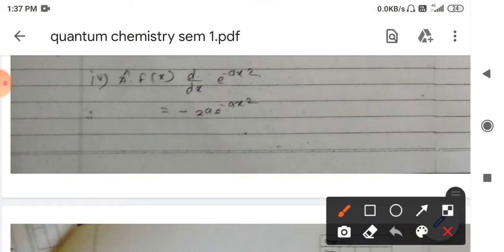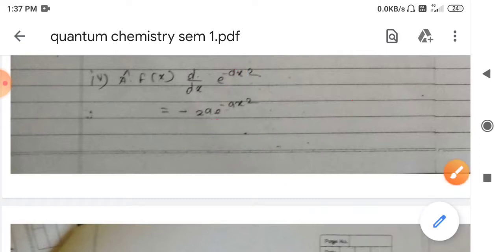Now consider the next example. Here we get e raised to minus ax square. Since there is a square, again we get the constant 2 and x, so minus 2ax into e raised to minus ax square. This will be the answer. There was a mistake earlier, so consider that minus 2a into x will come in the answer. You can also check that.